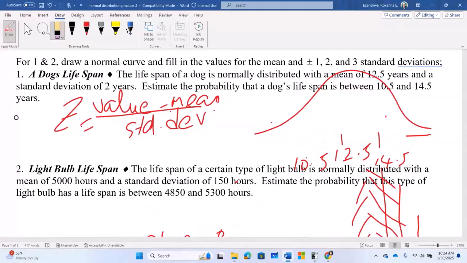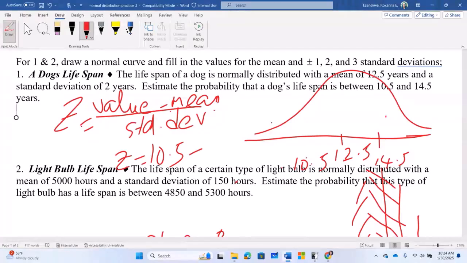One standard deviation below the mean is what I want to do first. One standard deviation below the mean, that's 10.5. So the z-score of 10.5: the value is 10.5, minus the mean. The mean is 12.5, divided by the standard deviation. The standard deviation is 2. Okay, 10.5 minus 12.5 is minus 2. Minus 2 divided by 2 is minus 1. Therefore, this is minus 1, one standard deviation below the mean.